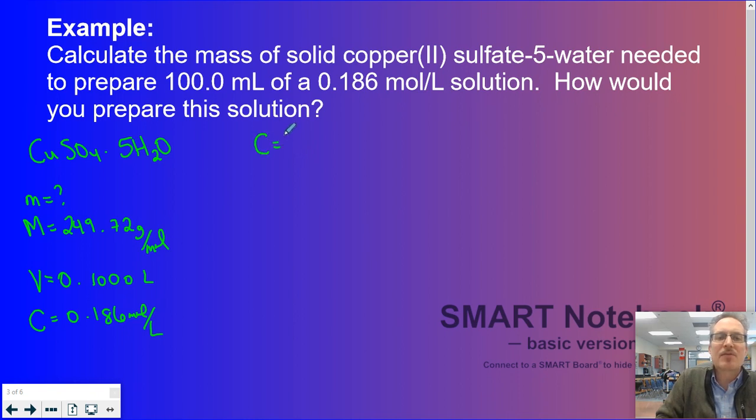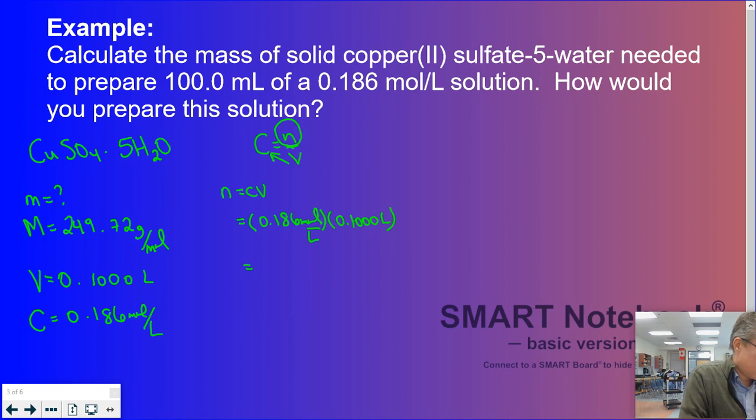So my memorized formula is C equals n over V. I'm going to move it around to solve for n. So n equals C times V. So I'm going to take 0.186 moles per liter. I'm going to multiply it by 0.1 liters. And my number is going to be, in 3 sig digs, 0.0186 moles.